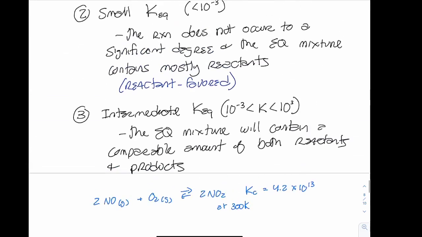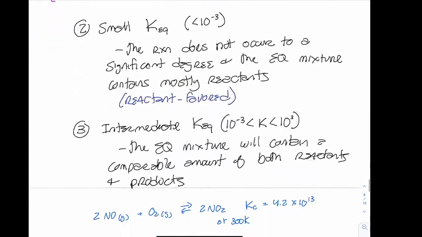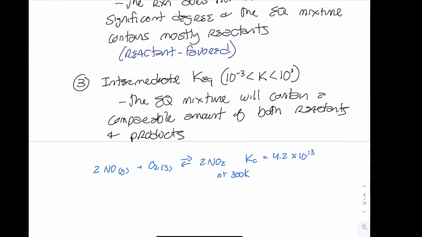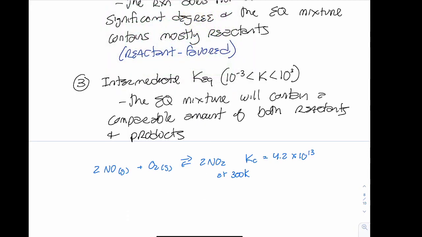If I go look at what we're considering big, big is larger than 10 to the third. This is 10 to the 13th. So at equilibrium, this reaction is going to favor products. So product favored. Right, this is bigger than 10 to the third.